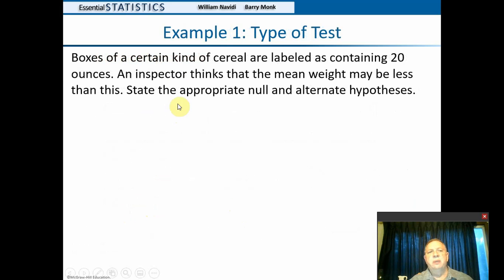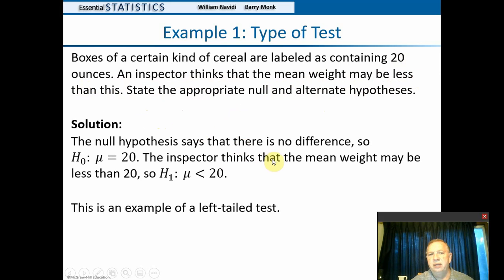Okay? So boxes of a certain kind of cereal are labeled as containing 20 ounces. An inspector thinks that the mean weight may be less than this. State the appropriate null and alternate hypothesis. So I like to do, here's the claim that I want to test. So I'm going to test that the mean weight is less. So I'm not going to do a H0, H1 yet. I'm going to start out with a claim. Mu is less than mu0, or that 20. Mu is less than 20.